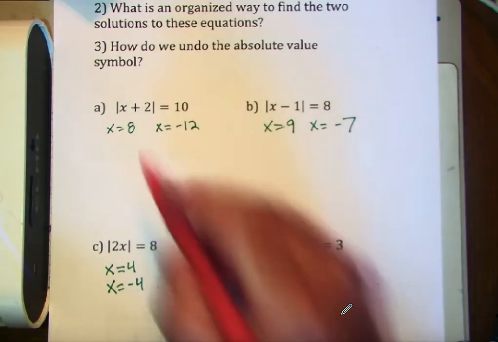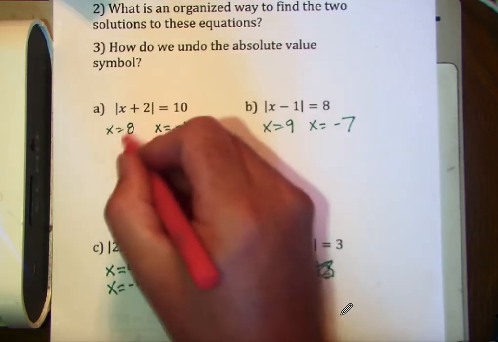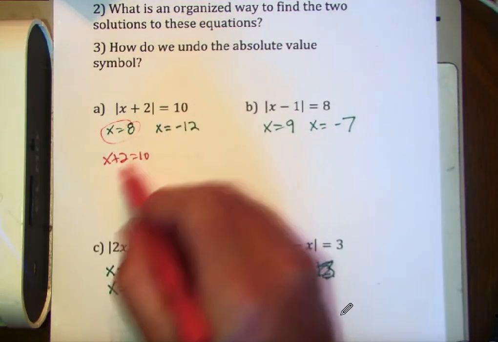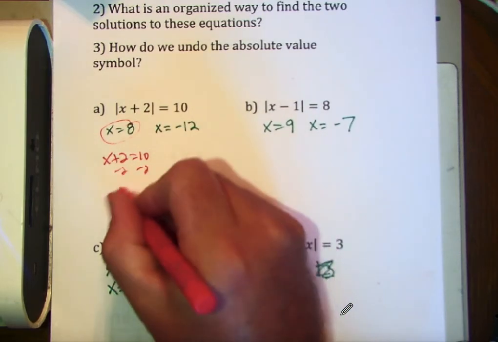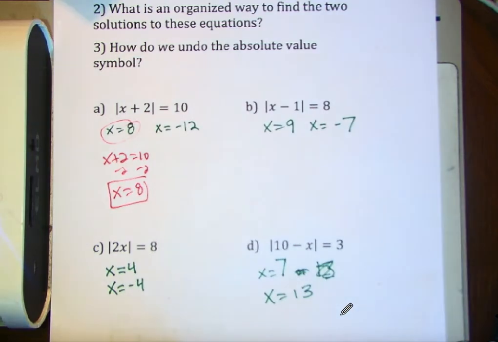Like, I would go here, how can you get 8? One group always figures this out. Well, you can find 8 by just solving this equation. Take x plus 2 equals 10, take away 2, you get x equals 8. So solve it like normal, you're saying?